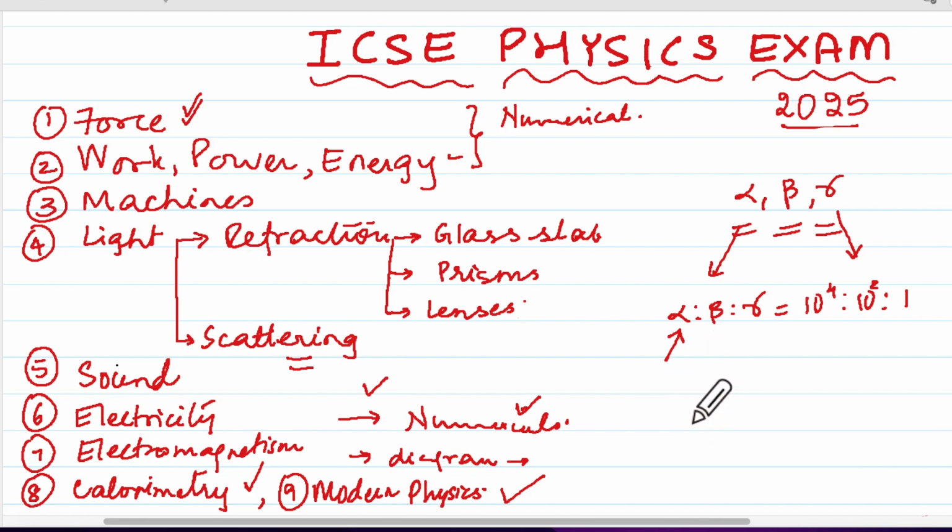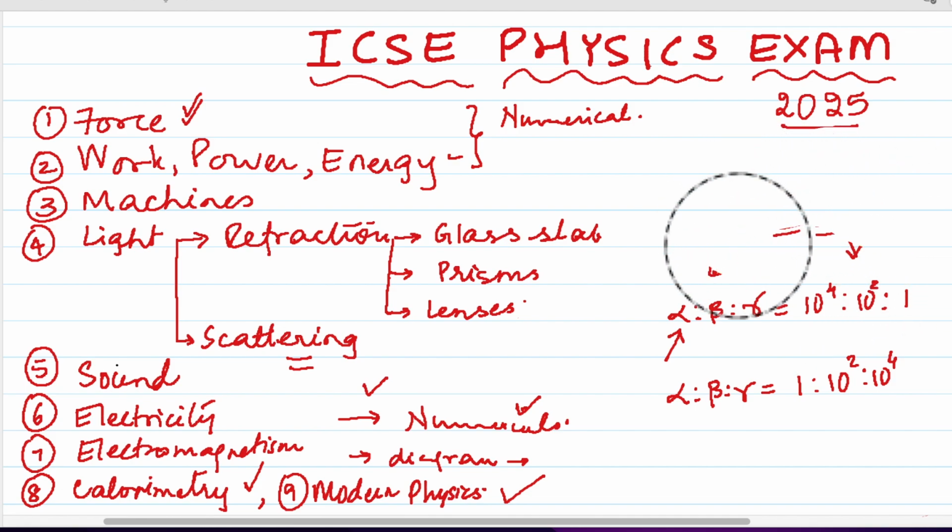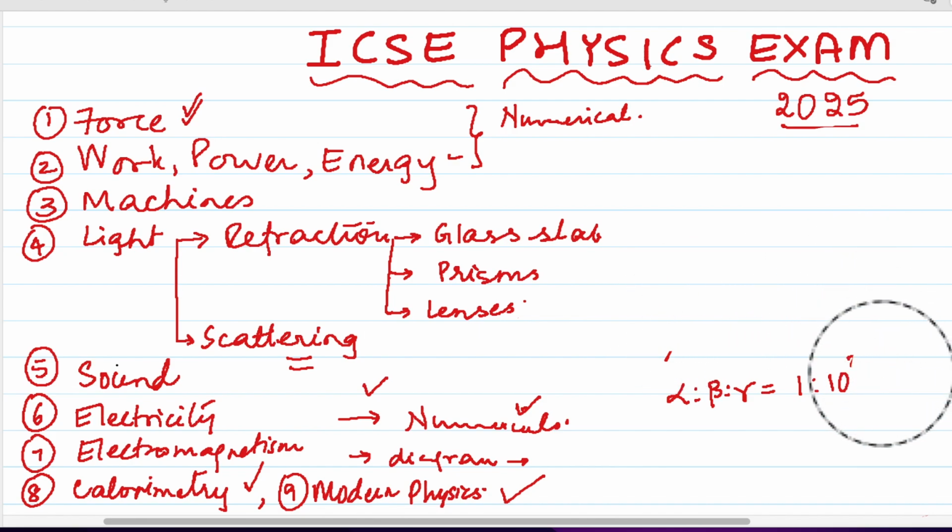If it is penetrating power, then alpha is to beta is to gamma is just the reverse order: 1 is to 10 square is to 10 to the power 4. So now you understood these are the comparison type of questions. They can ask objective type of questions. They can ask you to name the following radiations. But most important is where they will ask you numericals.